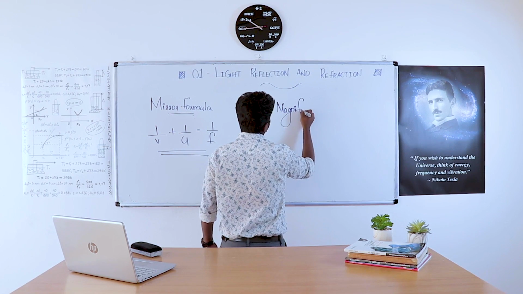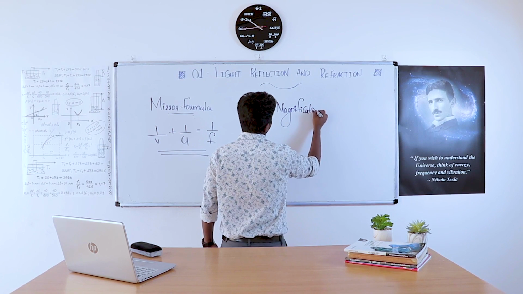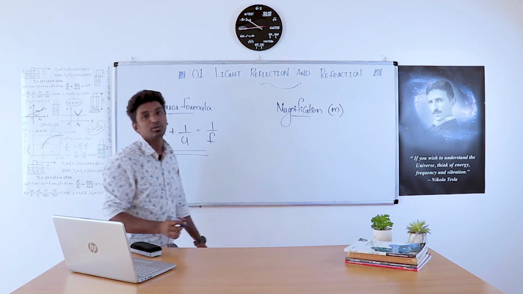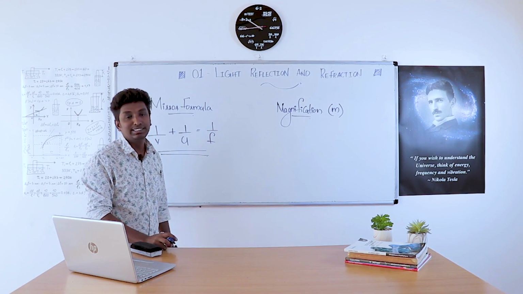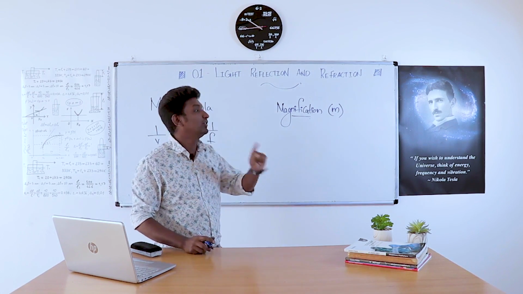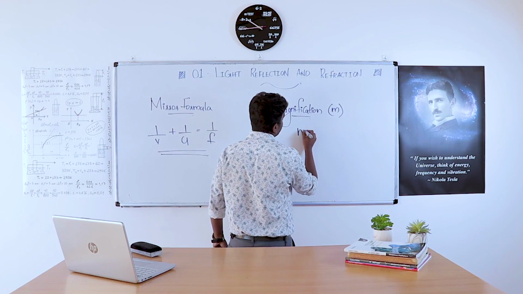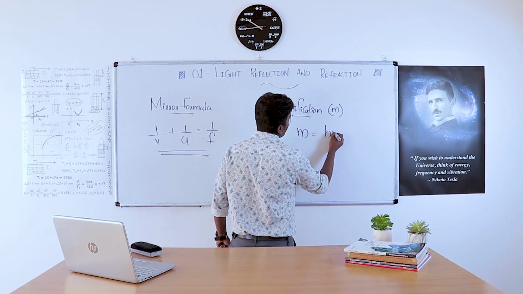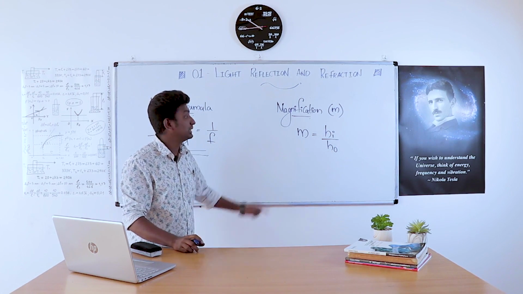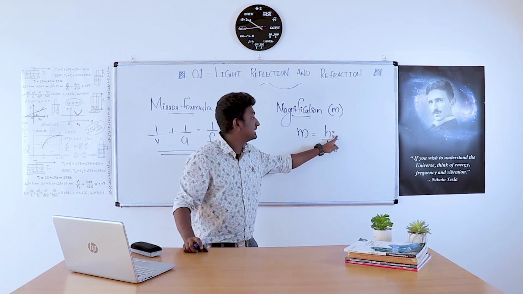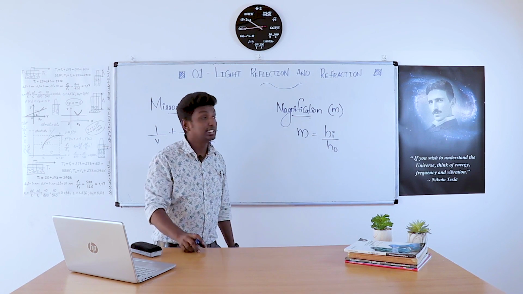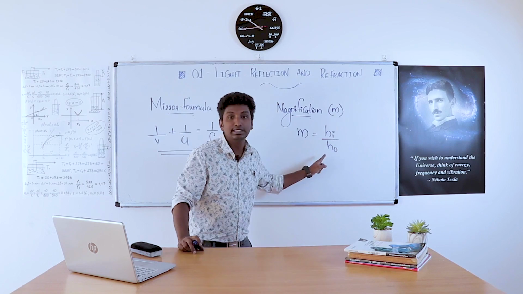The next topic is magnification, represented by small letter m. Magnification is defined as the ratio of height of image to height of object. So we can write m is equal to hi by ho, where hi is the height of image and ho is the height of object.